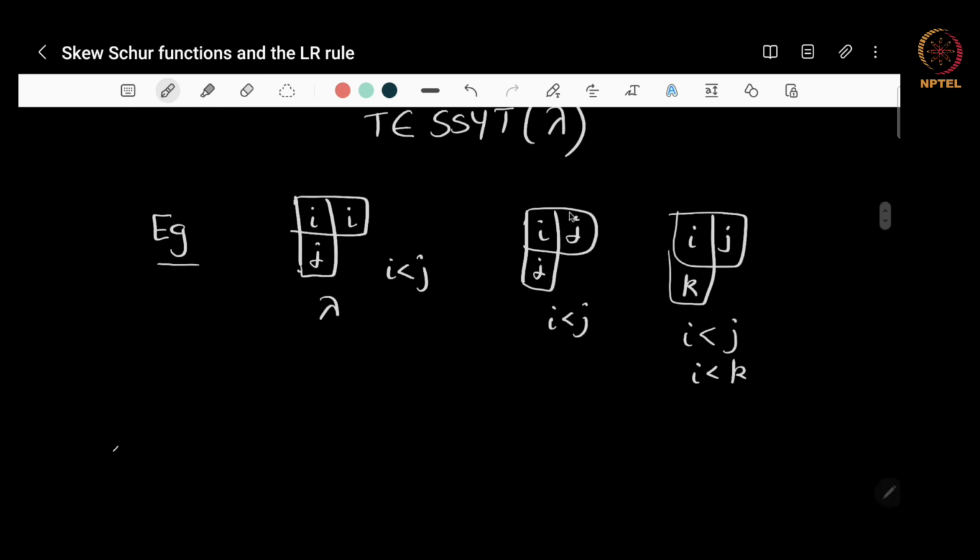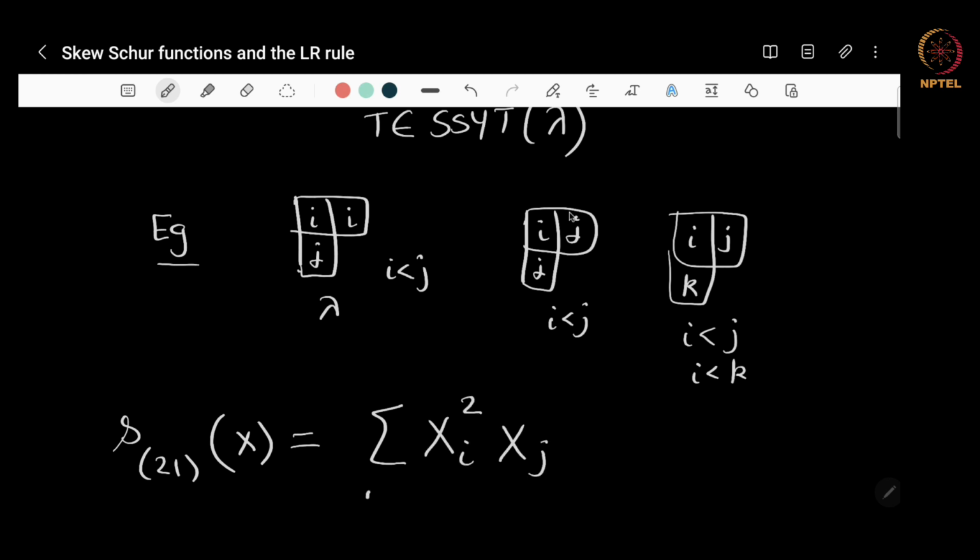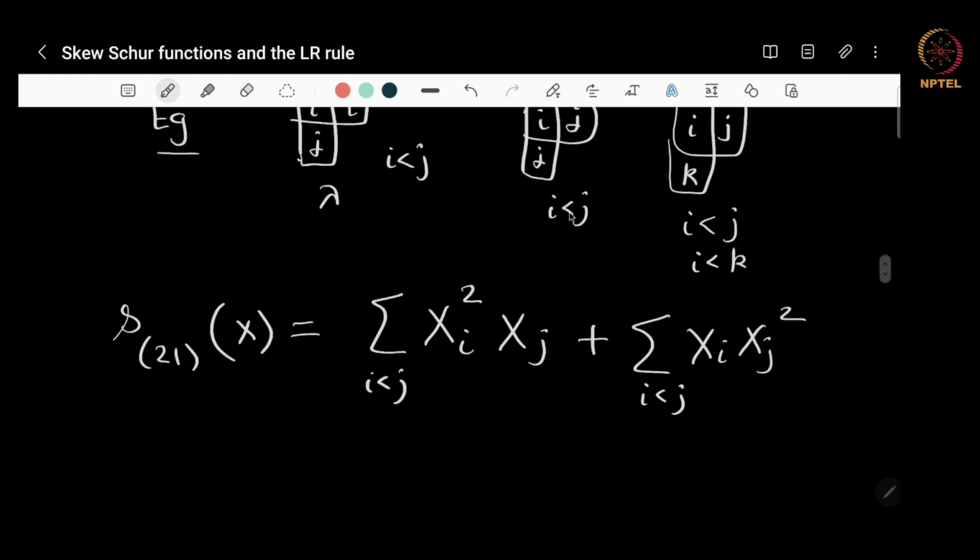Now, the definition of the Schur function for this shape, which is the shape (2,1), is the following. All tableaux of the first kind will give me the type x_i squared x_j. All tableaux of the second type will give me x_i x_j squared. Okay, and now tableaux of the third type. So observe, I could either have j less than k or k less than j. So this is like saying I just want all possible x_i x_j x_k. So here I've assumed that j is not equal to k.